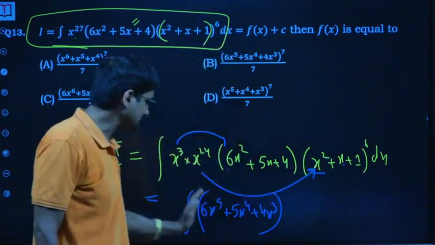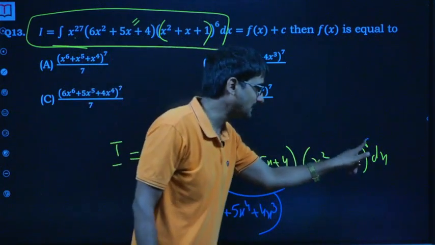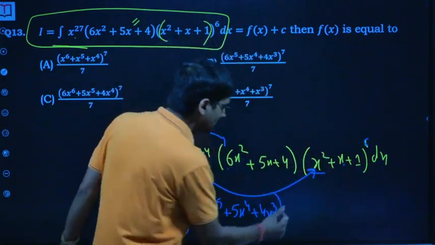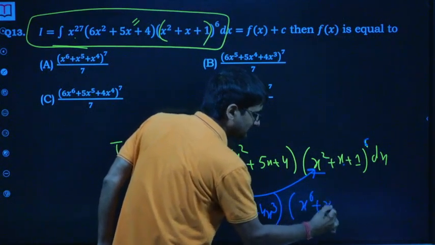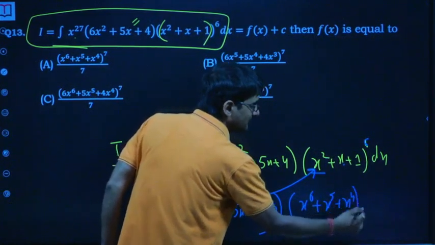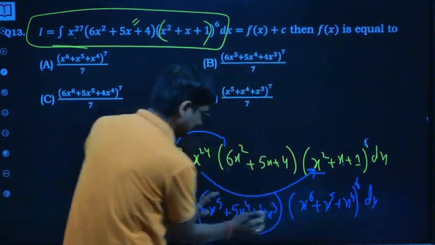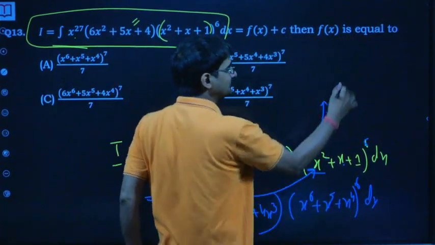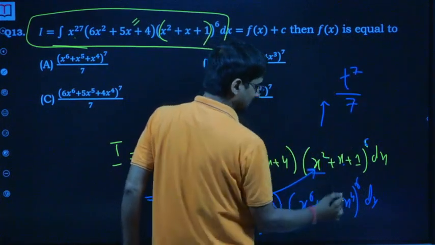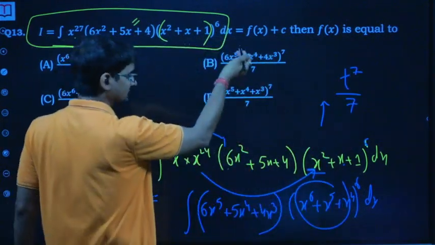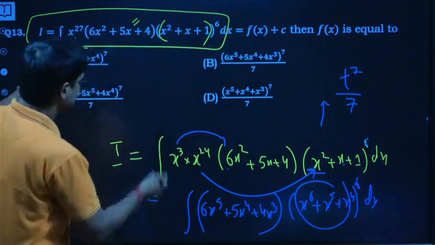So if you take x raised power 24 inside, since the whole power is 6, so inside you will get 4. So you get it as x raised power 6 plus x raised power 5 plus x raised power 4, and raised power 6, and this entire thing is the derivative. So the answer is 3 raised power 7 by 7, where this is 3. So that should be the answer.